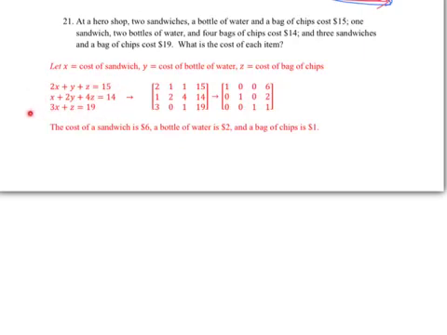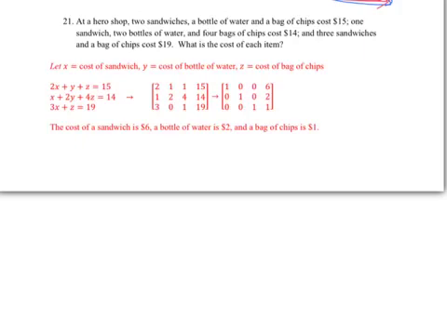This is very simple because it says two sandwiches, a bottle of water, and a bag of chips. So 2 sandwiches, a bottle of water, and a bag of chips, and that's a total of $15. Second, we've got a sandwich, 2 bottles of water, and 4 bags of chips, a total of $14. And then finally 3 sandwiches and a bag of chips cost $19. Noting here that there's no y, that's where the 0 is coming from. And then we can simply solve by matrix.